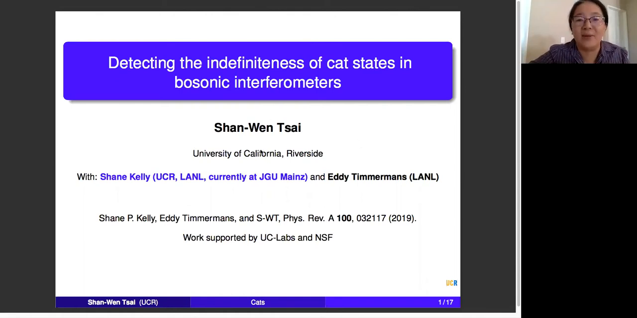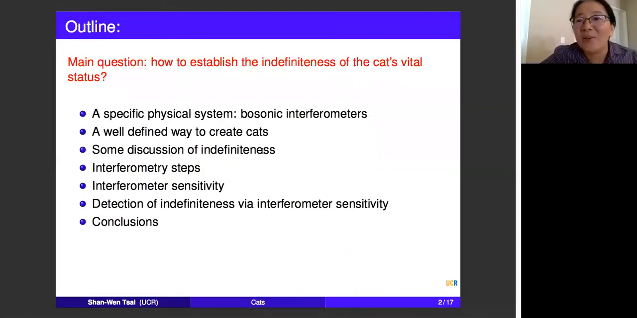Again, the main question: how to establish the indefiniteness of the cat state's vital status. And there's a follow-up question related to that, whether it's a real indefinite property or a classical mixture. Once you answer that it is a cat state, there's also the question of quantifying how macroscopic it is, quantifying the size of the cat.